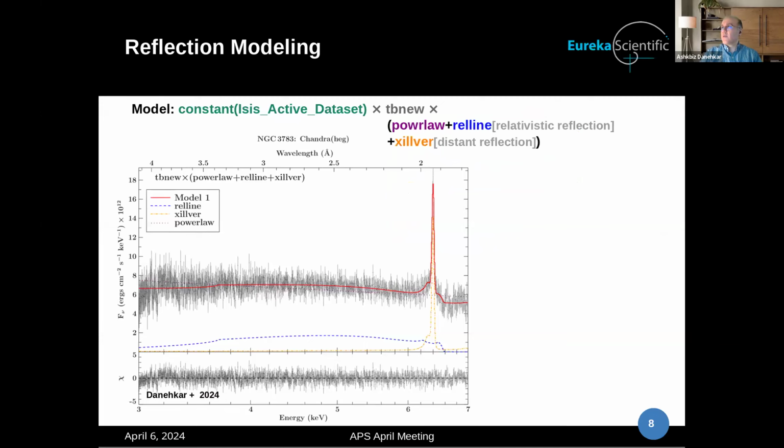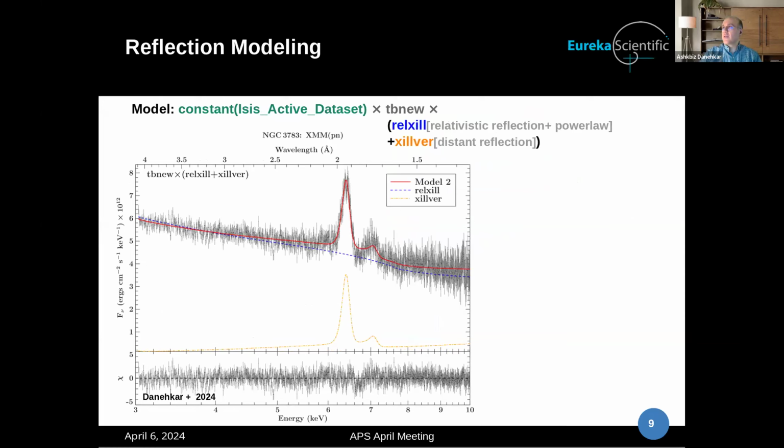I use this model: absorbed power law plus relxill and xillver. Relxill is for the innermost region of the black hole where there are relativistic emissions, and xillver is non-relativistic, related to the distant part of the accretion disk. There is also another new model, relxillCp, which combines the power law plus relativistic emissions, and xillver is also for distant emissions. And here you see we are able to constrain the spin of black holes.